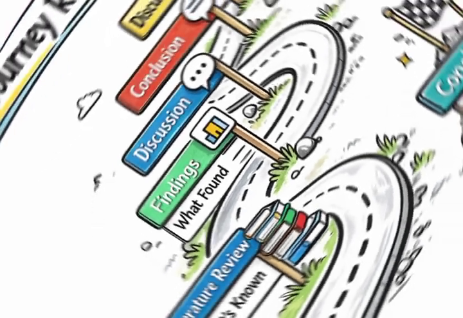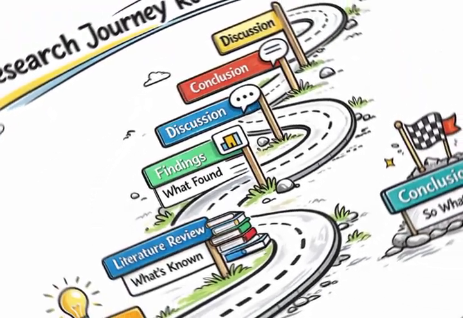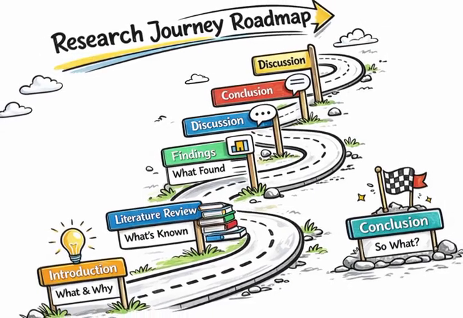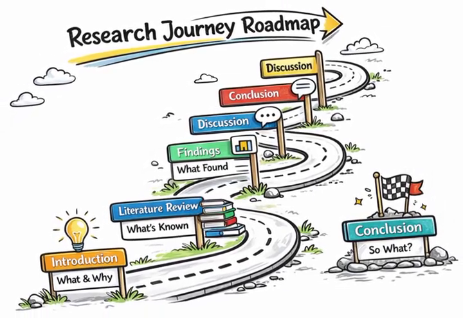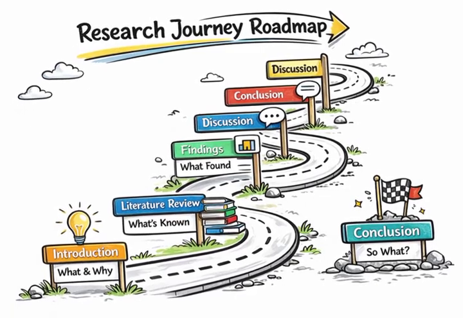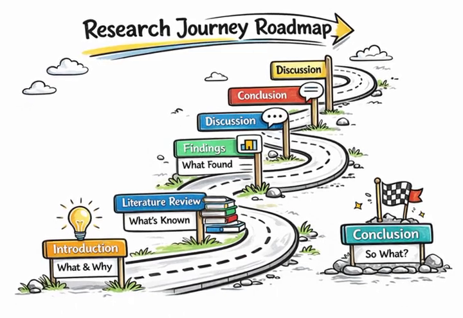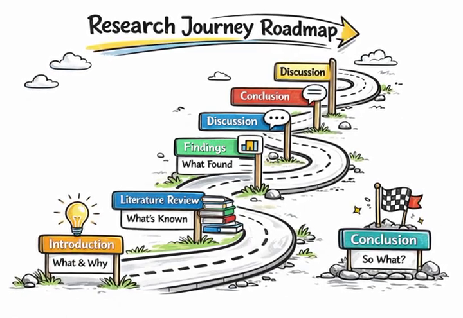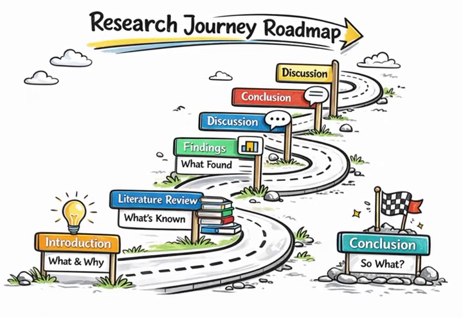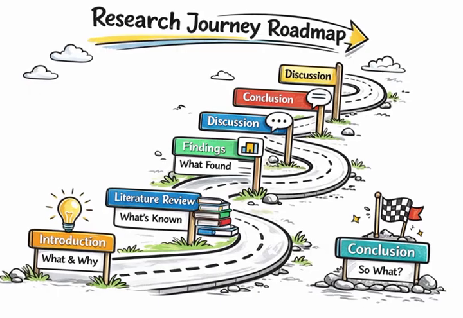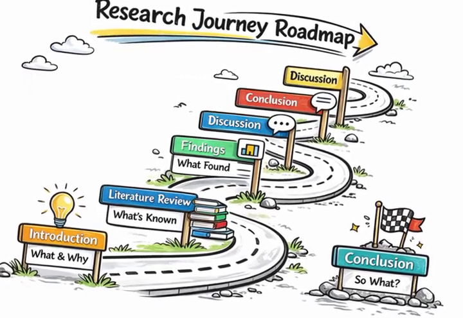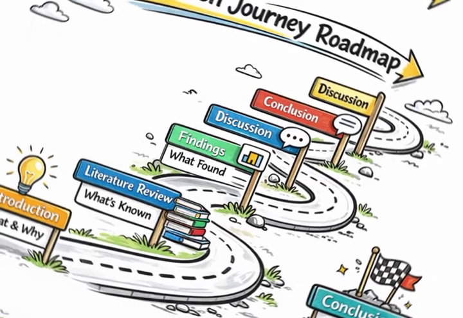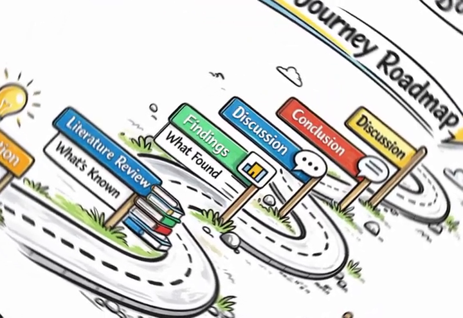Putting it all together. At SparkScholarG, we summarize the PhD thesis structure like this. 1. Introduction, what, why, and how, setting the stage. 2. Literature review, what is known, identifying the research gap. 3. Methodology, how the study was conducted, showing the process. 4. Findings, what was discovered, presenting results. 5. Discussion, what it means, interpreting findings. And 6. Conclusion, so what next, summarizing and recommending future work. Each chapter builds on the previous one, creating a smooth flow from problem identification to knowledge contribution.